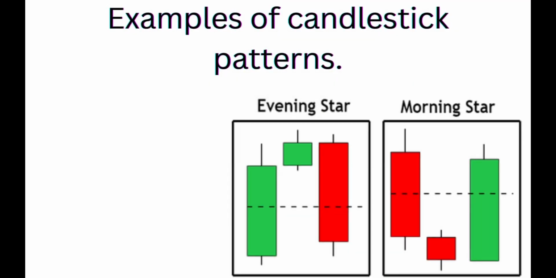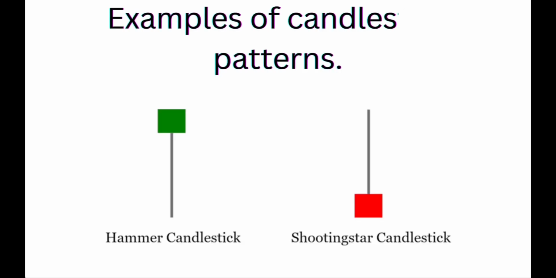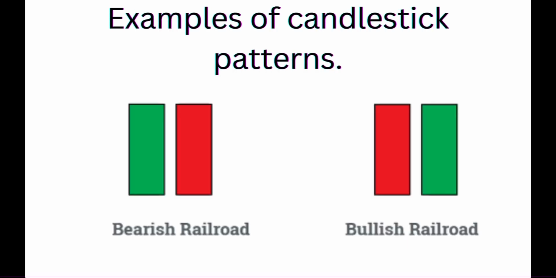Here are examples of those candlestick patterns. For the star formation, this is what it looks like. Could be called a morning star or evening star. Here's what a hammer candlestick pattern looks like. And finally, here's what a railroad track candlestick pattern looks like.